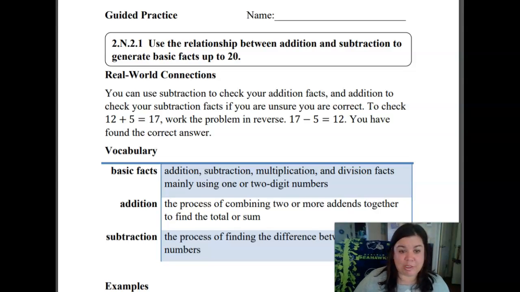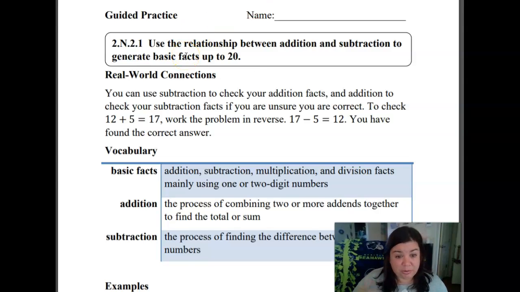Mathematicians, this week we're working on 2N.2.1, which tells us we're going to use the relationship between addition and subtraction to generate basic facts up to 20. What does that even mean? Well, we're going to work on fact families this week. That's basically what it says. You can use subtraction to check your addition facts, and you can use addition to check your subtraction facts. So if you're unsure if you're correct, that's how you can check.